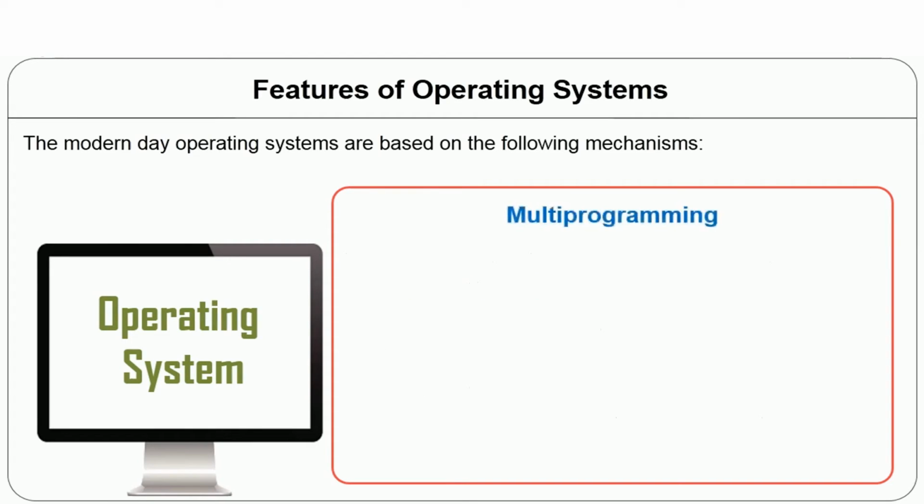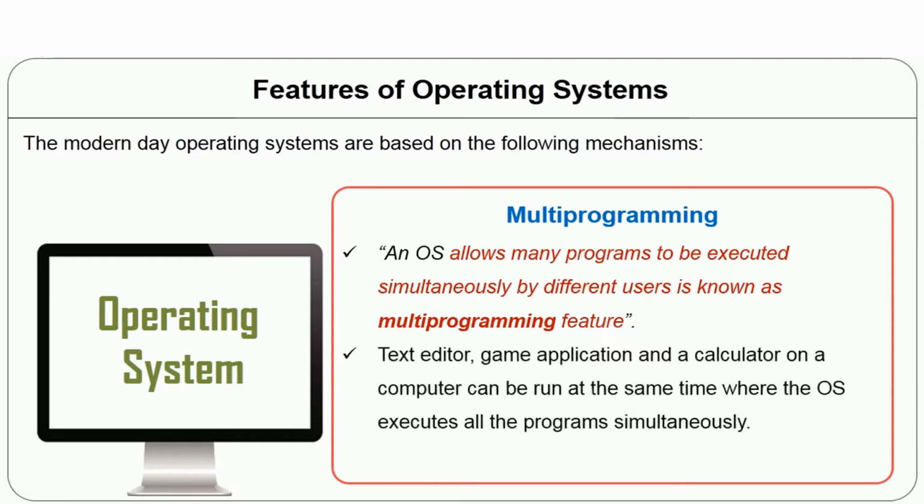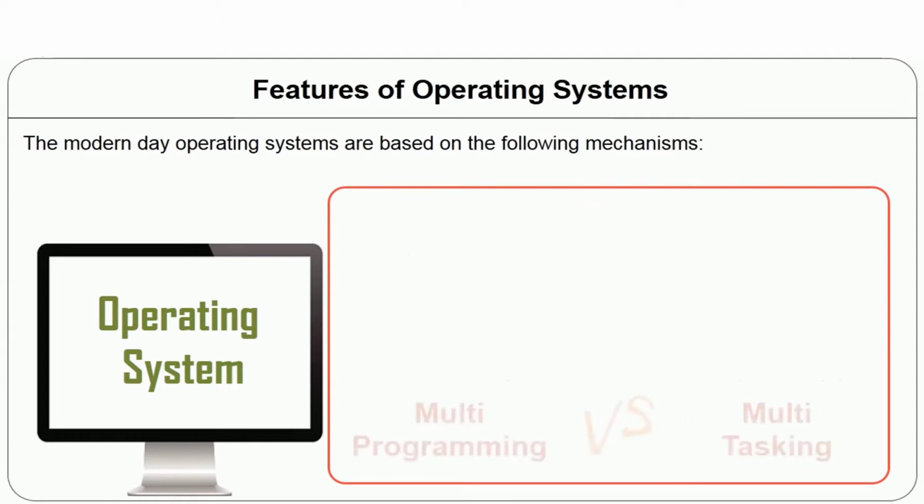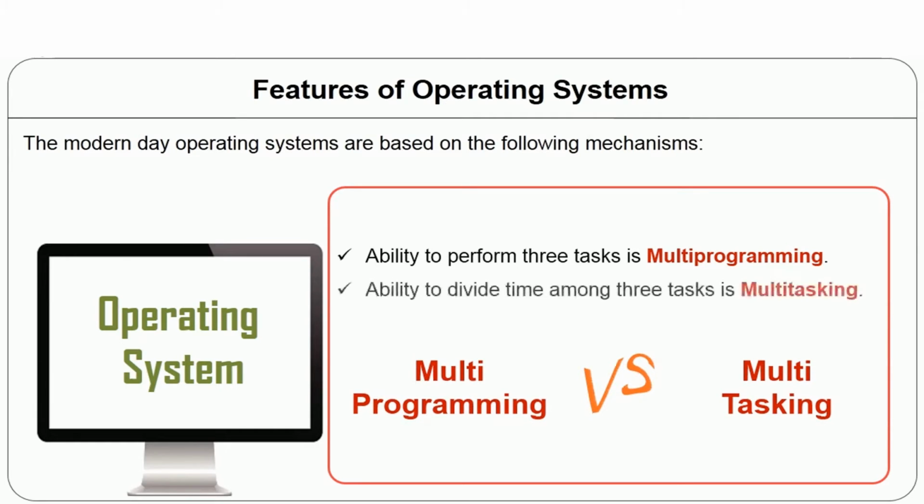The other one is multi-programming. An operating system that allows many programs to be executed simultaneously by different users has the multi-programming feature. A text editor, a game application, and a calculator on a computer can be run at the same time, where the operating system executes all the programs simultaneously. In other words, the ability to perform 3 tasks is multi-programming, and the ability to divide time among 3 tasks is multitasking.